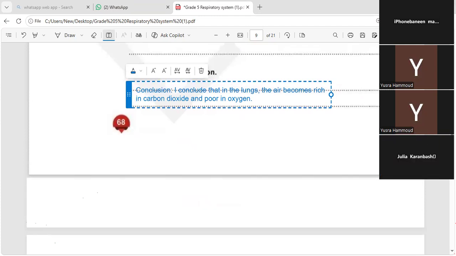Any questions about this lesson? So what happens to the air in the lungs? Aline: Conclusion. I conclude that in the lungs the air becomes rich in carbon dioxide and poor in oxygen. Excellent.